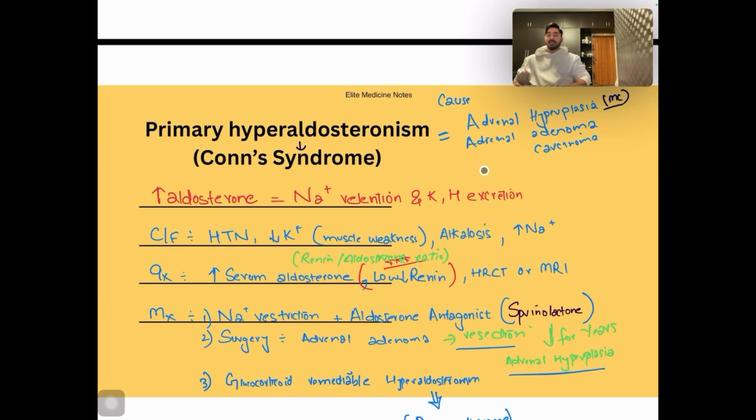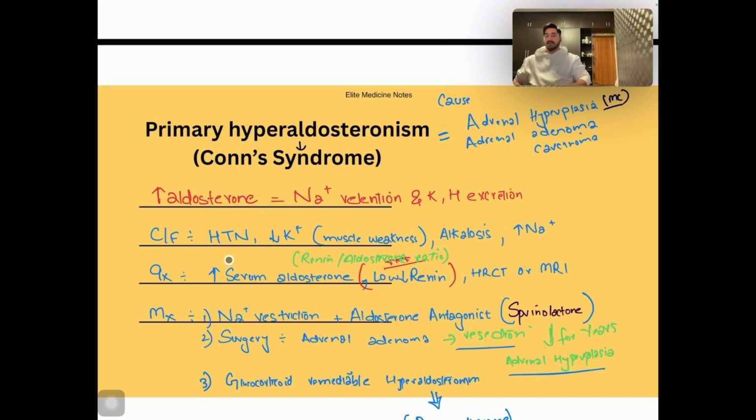So what happens when adrenal hyperplasia occurs? There is an increased number of cells, so aldosterone synthesis will be increased, and this aldosterone will cause sodium retention, and along with sodium retention, potassium and hydrogen ions are excreted. Due to sodium retention, water will also be reabsorbed. So the patient will have hypertension, and potassium and hydrogen ions are excreted. Hydrogen ion excretion will cause metabolic alkalosis.